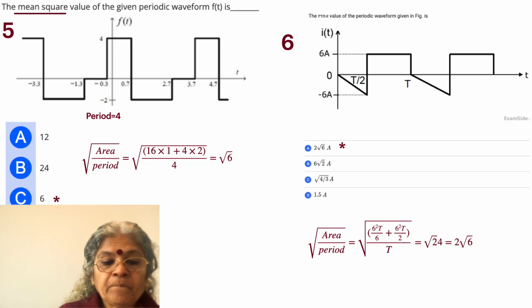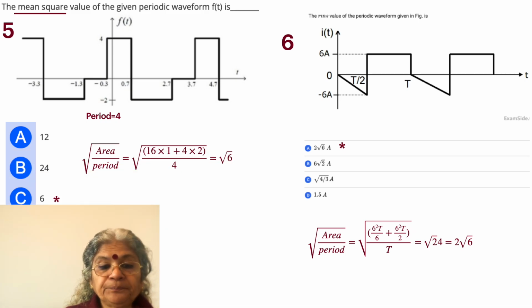If you want to take the square root, that's the RMS value. If you don't want to take the square root, you have the mean square value, and so from amongst the answers we pick C. Okay, so moving on to the sixth problem.